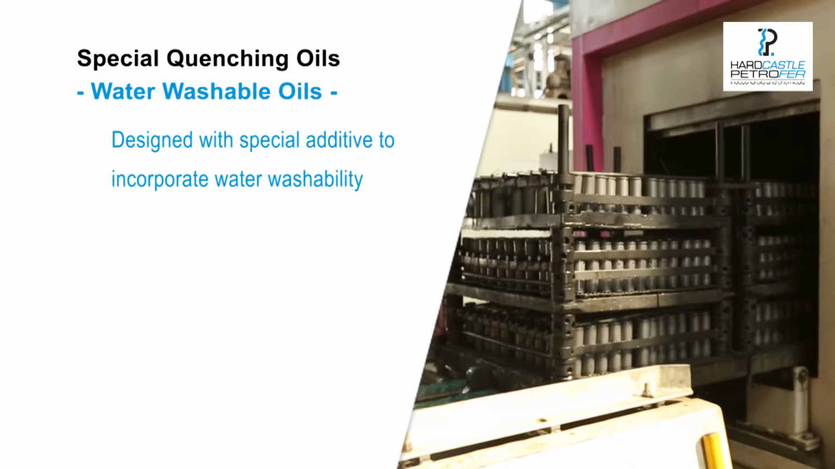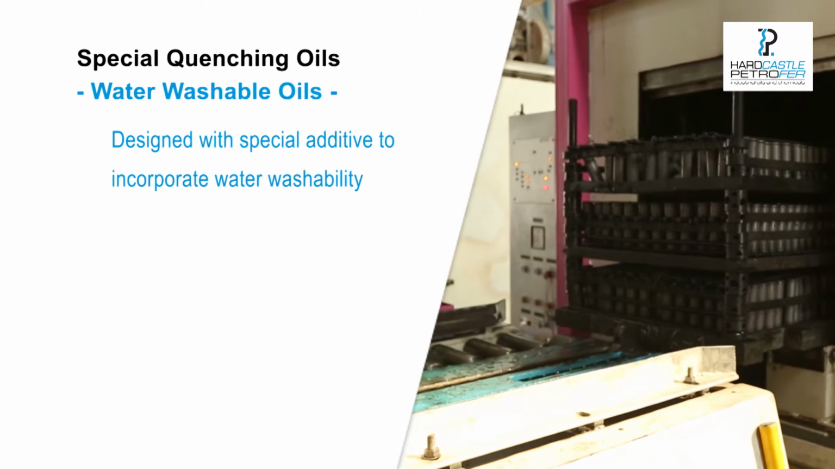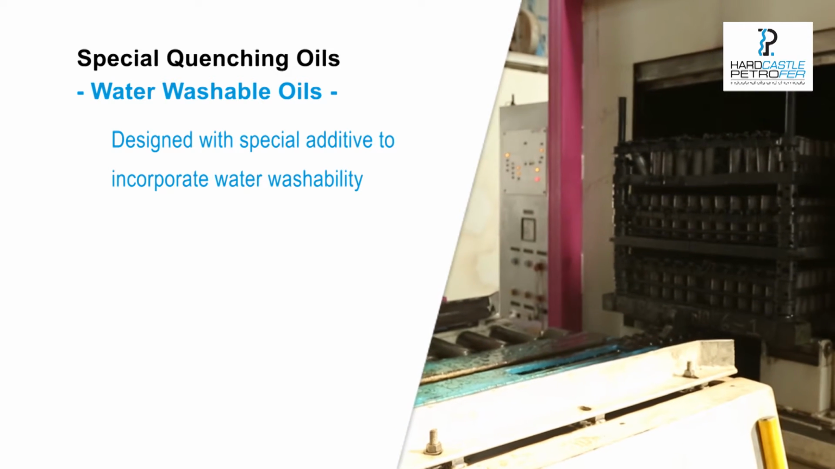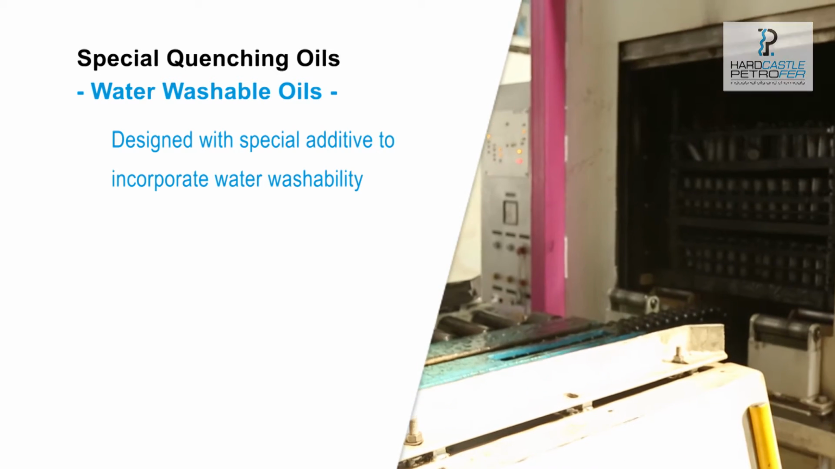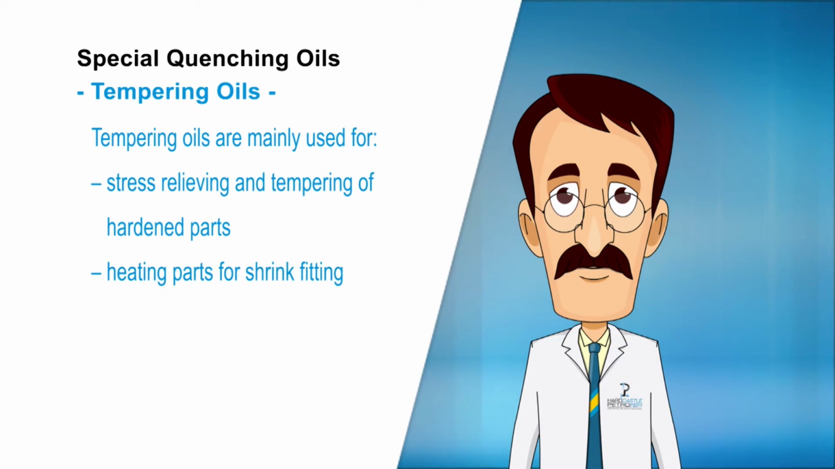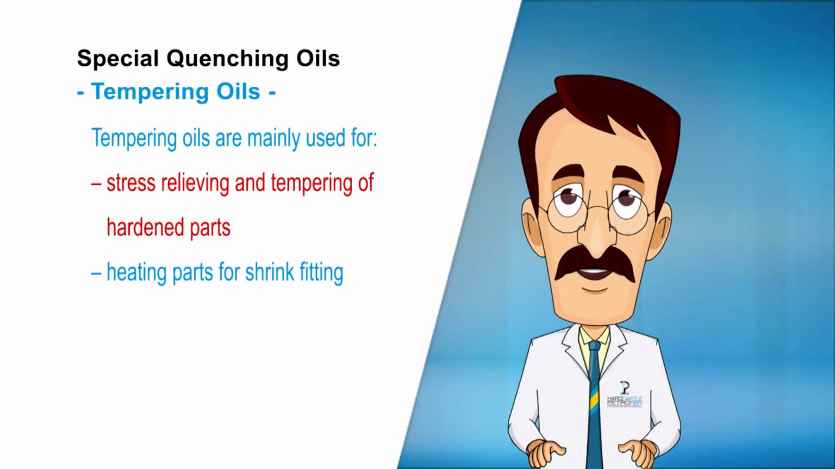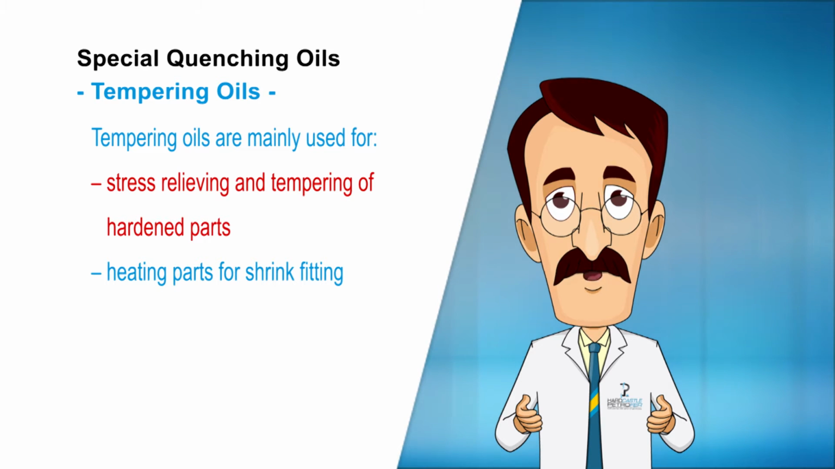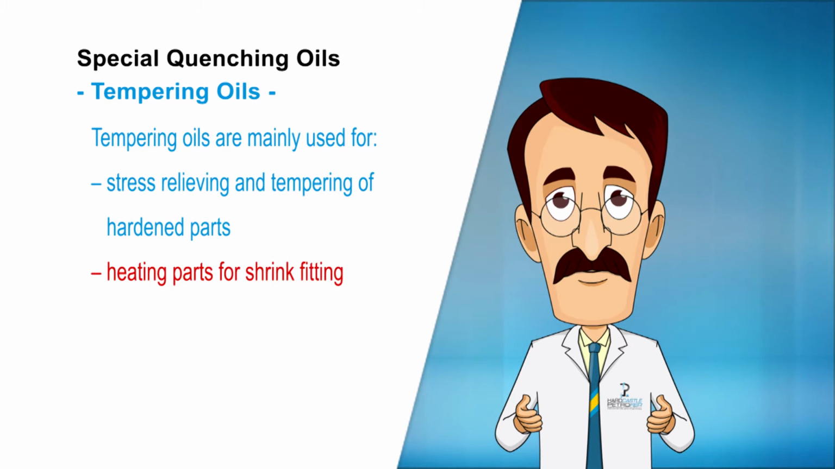Certain applications have specific needs for quenching oils having inbuilt capability to be washed off by use of plain water after quenching. These quenching oils contain special additives to provide this feature. Hardcastle Petrofeur has developed tempering oils, which are used in applications where oil is used as tempering medium instead of air in order to achieve desired metallurgical properties of the quenched parts. They are also used for parts to be preheated in oil medium before they are shrink-fitted.